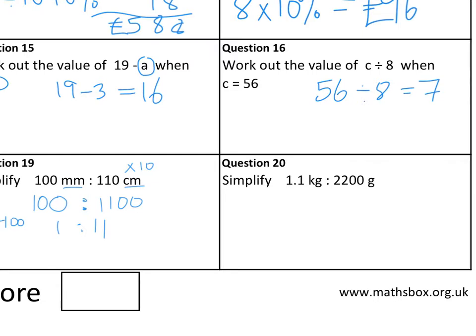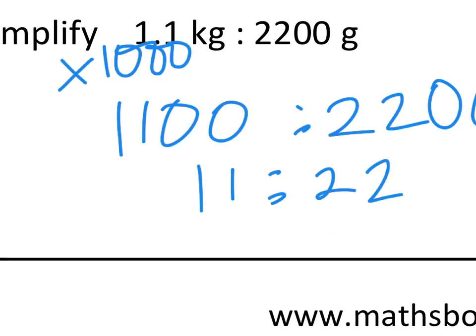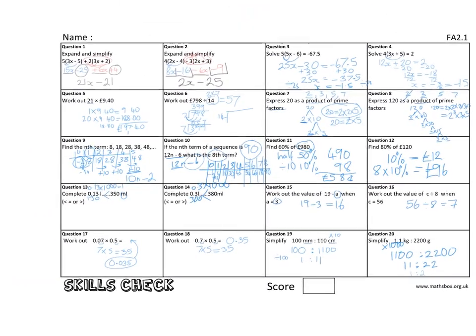Similar here, kilo, 1,000, times by 1,000 to make it grams, 1,100 grams to 2,200 grams. Divide both by 100, 11 to 22. These are both in the 11 times table. Divide by 11, 1 to 2. Okay, have a go at that now.